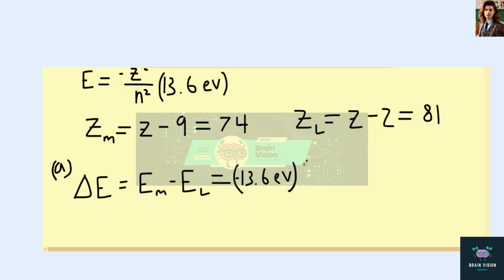And then this gets multiplied by, we got rid of the negative sign, so Z sub M squared divided by the initial value, n sub i squared, minus Z sub L squared divided by n final squared.